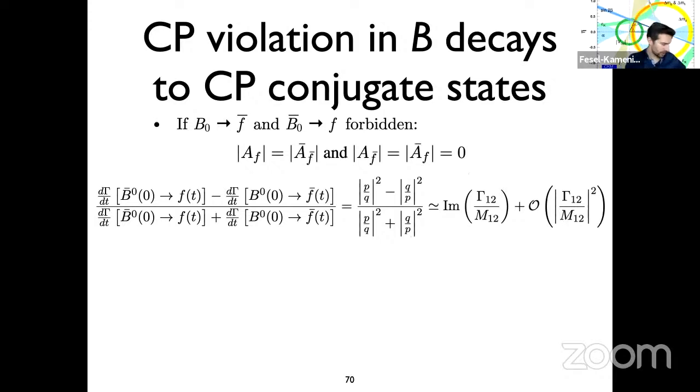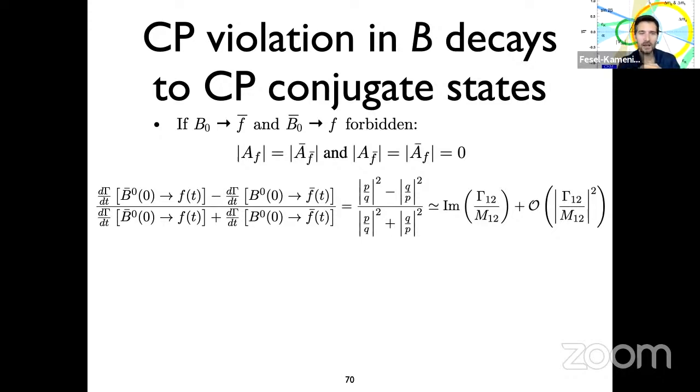Now, as I mentioned very briefly, one can measure different manifestations of CP violation. Another one, which is interesting, is to probe CP violation in B decays to CP conjugate states. So previously, we've talked about B decays to CP eigenstates, but another example is looking at B decays to CP conjugate states.